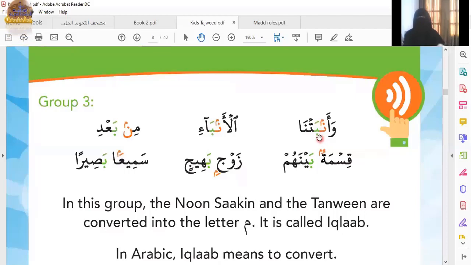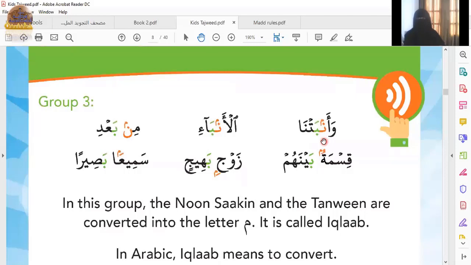This is an example for the Noon, as after it comes Ba. This Ba is a letter for Iqlab. This Ba makes us pronounce the Noon with Iqlab. When we see the Noon Saakinah, after it Ba, then we will change this Noon to be Meem with separating the lips. Okay, now we will repeat again.